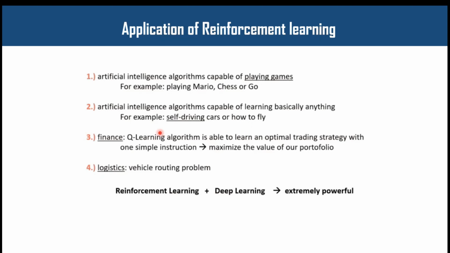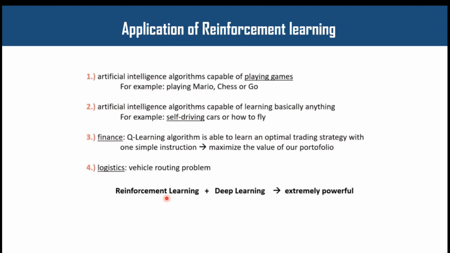So in that case also they are using AI algorithms where the cars or any vehicles learn by themselves how to fly, how to move from one place to another, how to navigate obstacles. Everything the car learns by its own. And in finance also, they are using this to maximize the value of the portfolio. There they can also use it for vehicle routing problems.